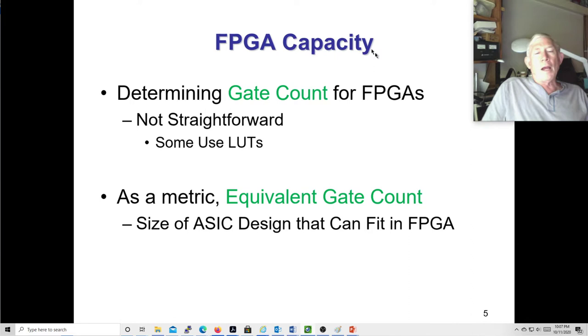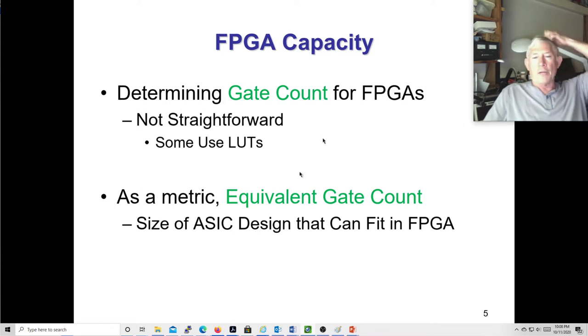So how do we measure this capacity? As I mentioned at the beginning, it's not a straightforward question because different FPGAs use different technologies. Some have a sea of gates that you can hook up, but others use lookup tables and multiplexers. So how do you compare these? One of the things they came up with is a metric called equivalent gate count. Sometimes they ask how big of an application-specific integrated circuit design can fit into your FPGA? That can be one measure, okay?